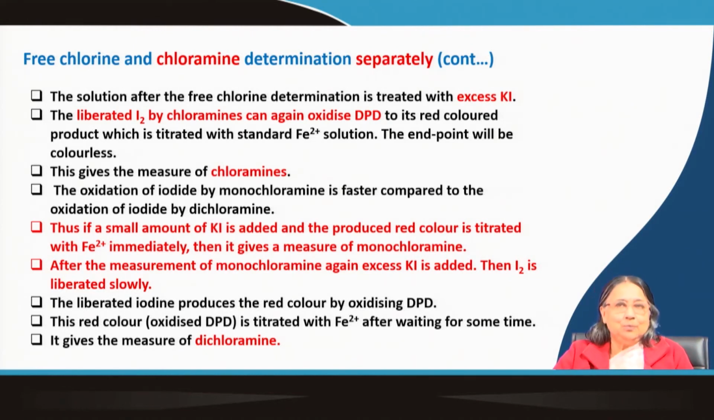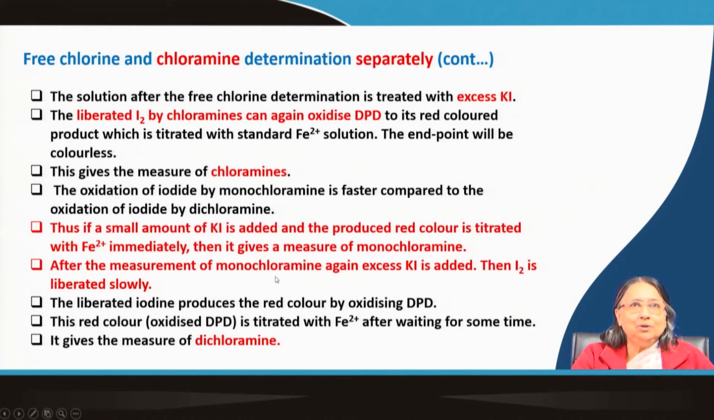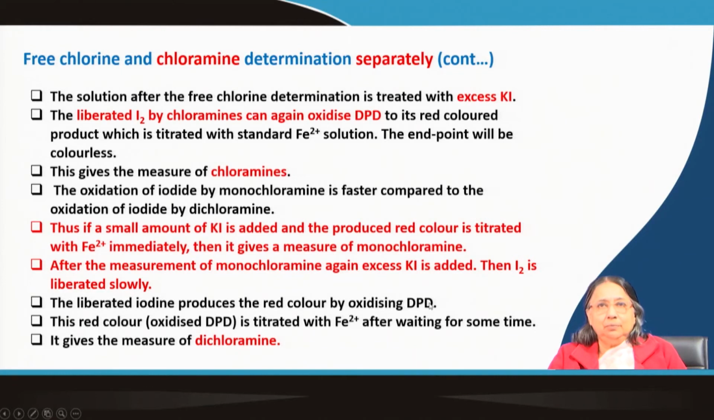This is kinetics. Monochloramine and dichloramine react, but the kinetics is different. Now, after the measurement of monochloramine, again add excess KI, then iodine is liberated slowly. The liberated iodine produces the red color by oxidizing DPD. Same method, but here it is slowly produced by dichloramine.